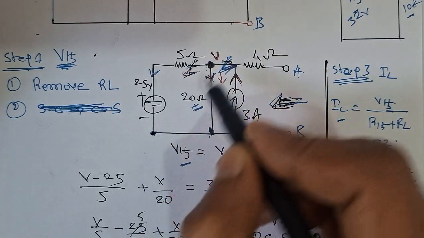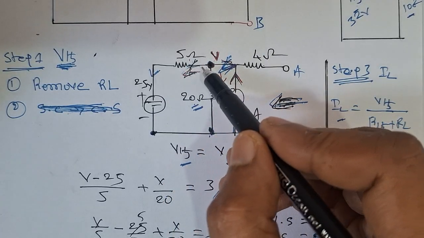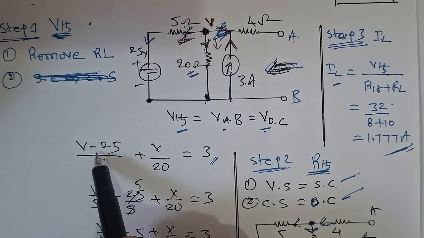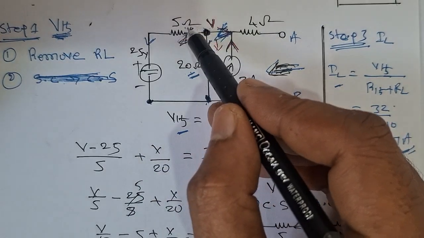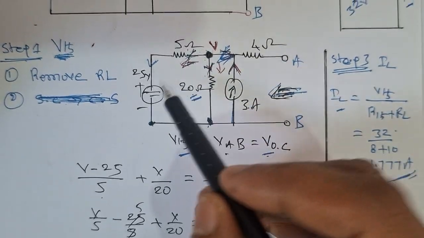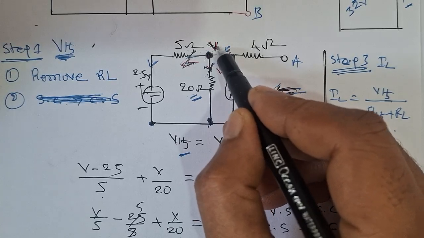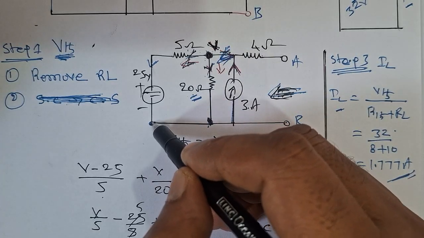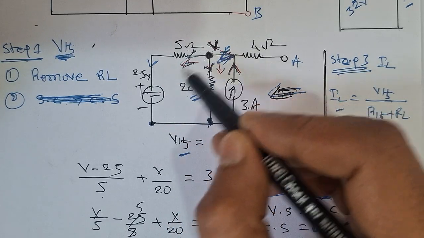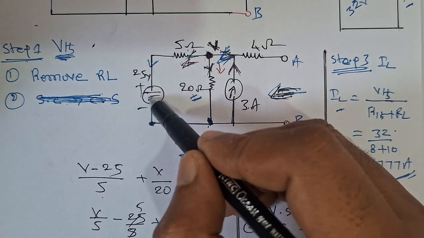If you write the equation for this current, what is the current equation? Potential difference by resistance. So we can write this current equation here: V minus 25 by 5. So what is the V? Okay, this is the V. We assume that this is the higher voltage and this is the lower voltage. Because current is coming like this, we assume that V is higher than this 25 volts. If we go in reverse, we can assume this is higher than this one.